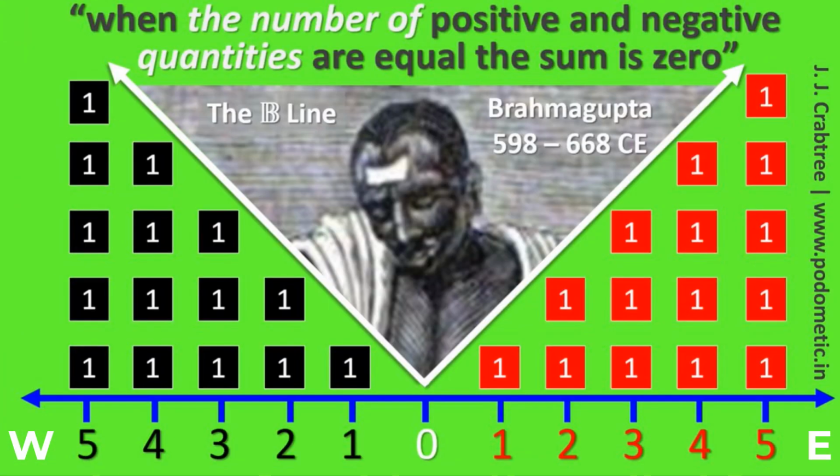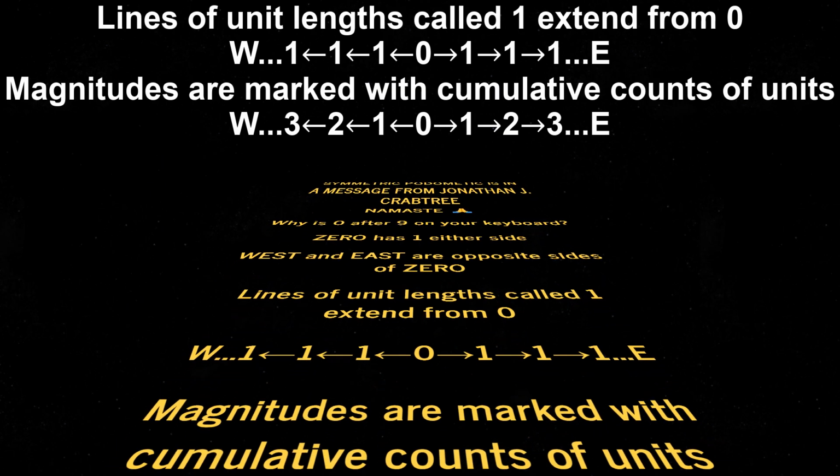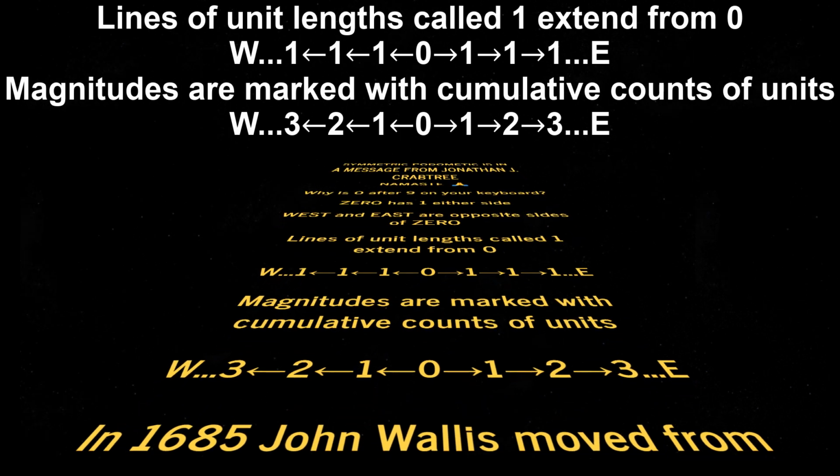0 has 1 either side. West and east are opposite sides of 0, and lines of unit lengths called 1 extend from 0. Magnitudes are marked with cumulative counts of units.